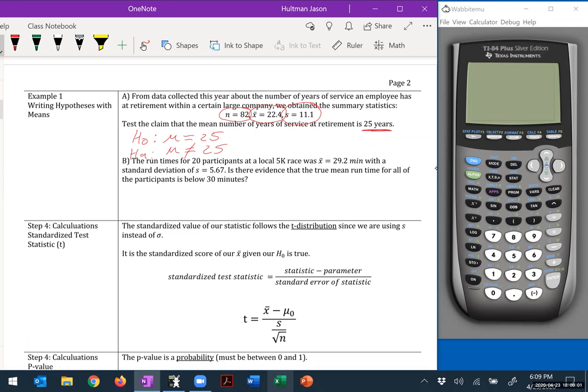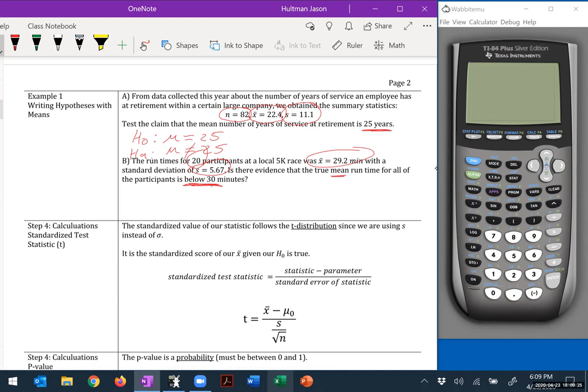Okay, the run times for 20 participants at a local 5K race: the sample mean was 29.2 minutes. This is my n. X bar is 29.2 with a standard deviation of 5.7. Is there evidence that the true mean runtime for all the participants was below 30 minutes?